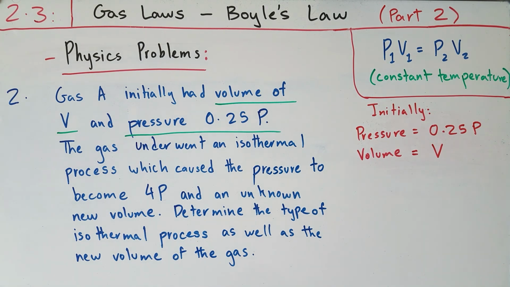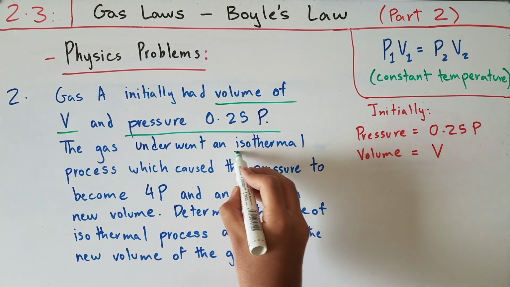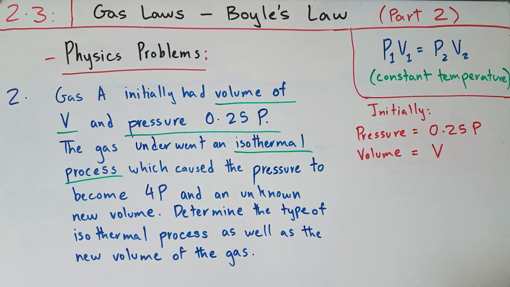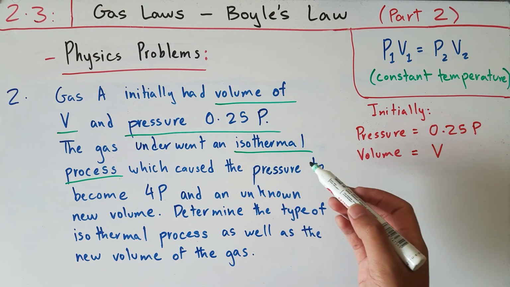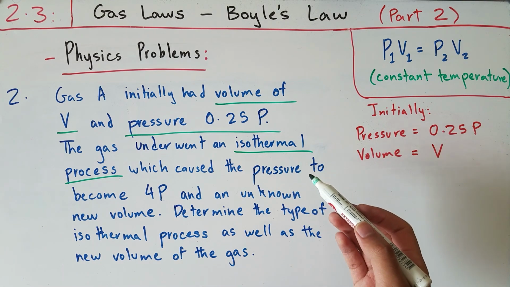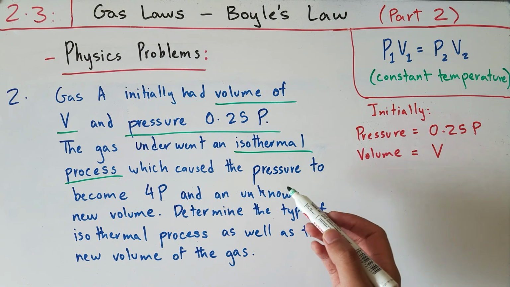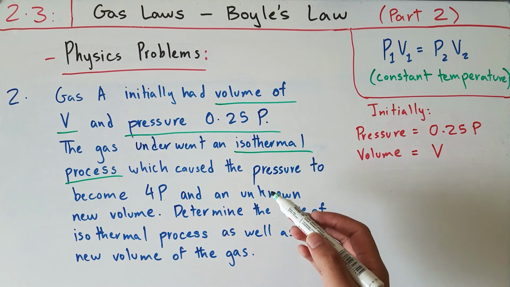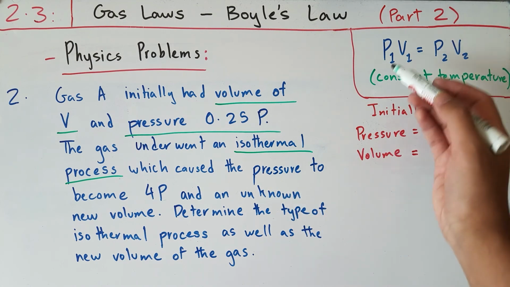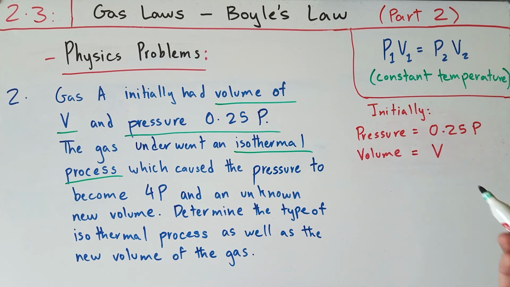And then we're given that the gas underwent an isothermal process. Recall what isothermal means. From its roots, it means the same temperature, because iso means the same and thermal has to do with heat and temperature. So this means that the temperature of this process that's happening is the same. So based on Boyle's law, we can apply P1 V1 equals P2 times V2.